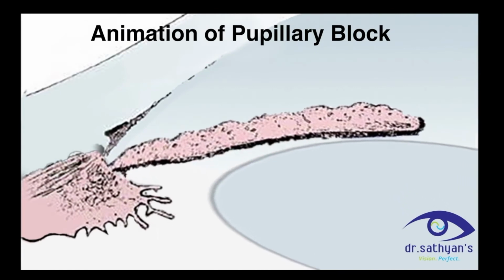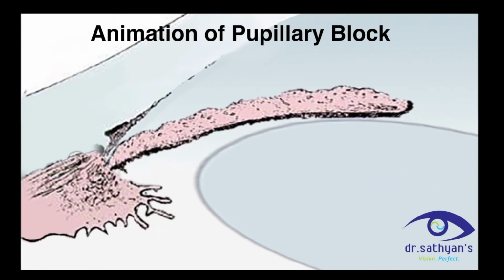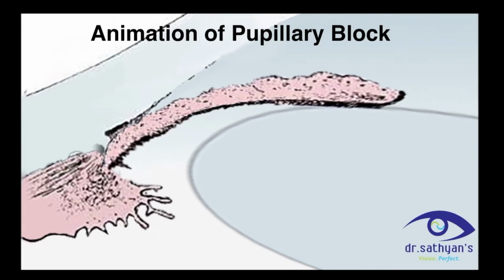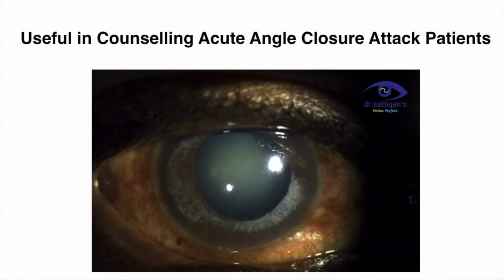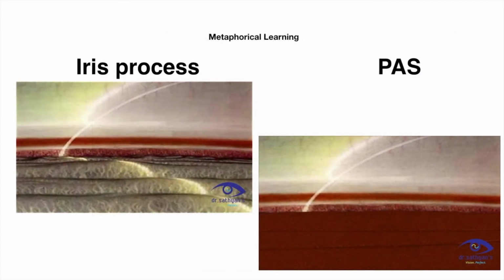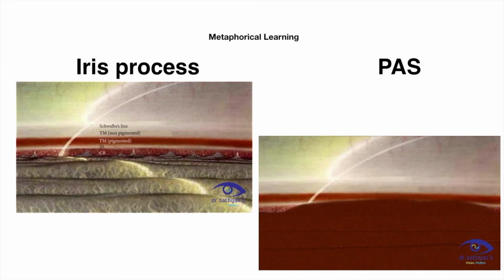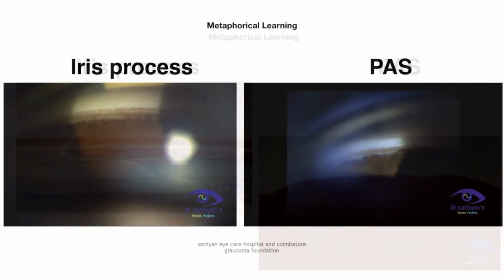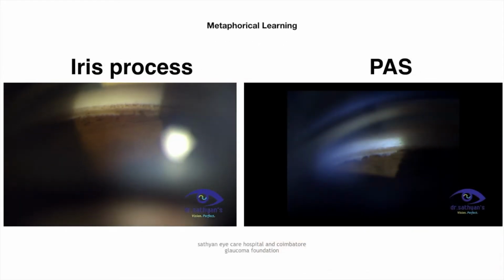This is an animation of a pupillary block mechanism causing angle closure glaucoma. It is very useful in counseling patients post angle closure attack or suspects for YAG PI. The arborization of the iris processes is seen on the left, and PAS on the right-hand side of the video, which can be present at various levels of the angle extending up to the Schwalbe's line. Once the animations have been shown, now the metaphorical learning will aid in better concept grasping.